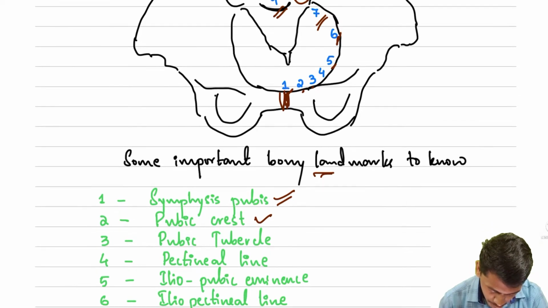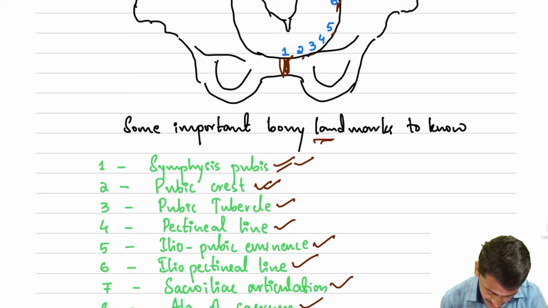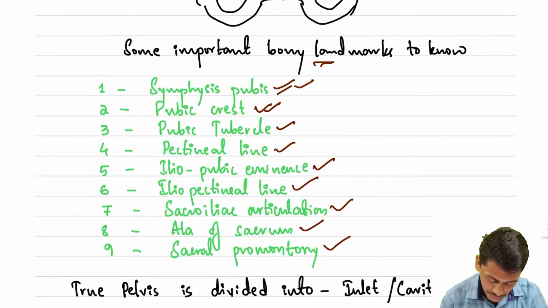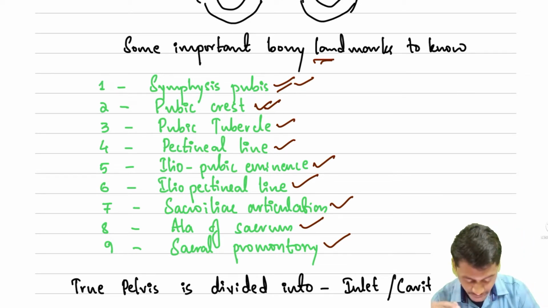So, what are all the important bony landmarks of the female pelvis? We have the symphysis pubis, pubic crest, pubic tubercle, pectineal line, iliopubic eminence, iliopectineal line, sacroiliac articulation, finally the ala of sacrum as well as the sacral promontory. So these are the important landmarks of the female pelvis. So you can just note it down. Finally, we'll move on to the true pelvis.